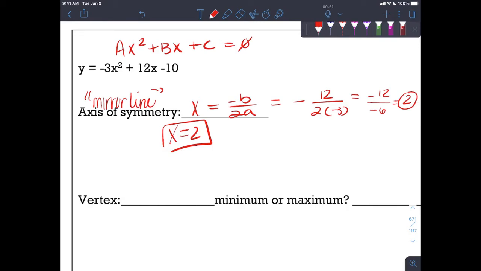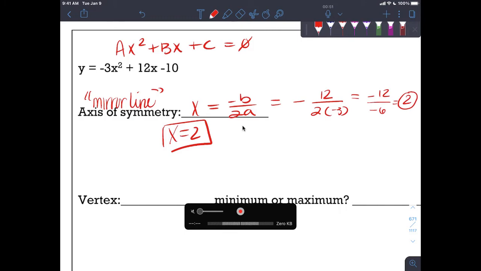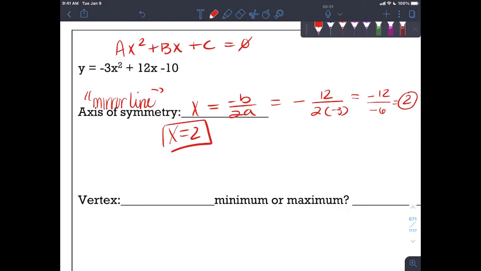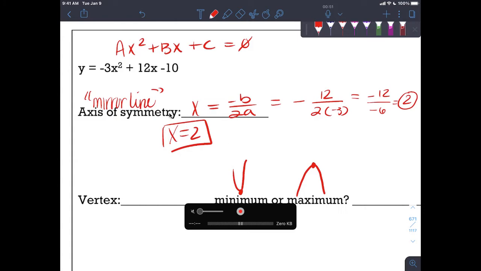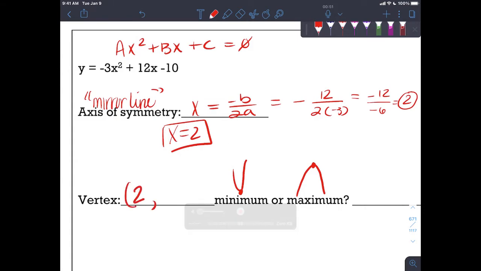All right. So how do we find my vertex? My vertex is going to be the point on the graph that's directly in the center, and it's either at the very bottom for a minimum, an upward opening graph, or it's at the very top, the maximum, for a downward opening graph. Now, the great thing about this is we already have half of it. The x is located at 2, and we just don't know the y. So, what can we do?